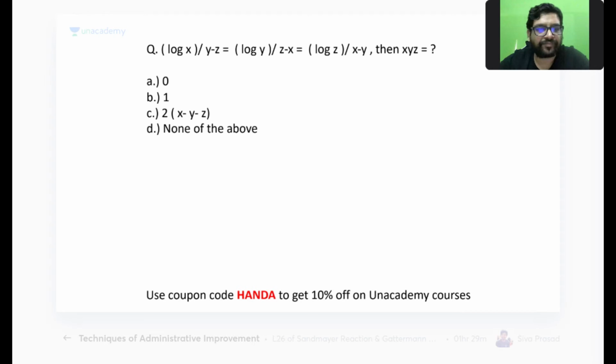Try this one out. Log of x by (y minus z) is equal to log of y by (z minus x) is equal to log of z by (x minus y). Then what is the value of xyz? So how do I figure this out? Guys, if you can just tell me the first step, then I will know whether you are able to solve the question or not, because in these questions, more often than not, the issue is just the first step.